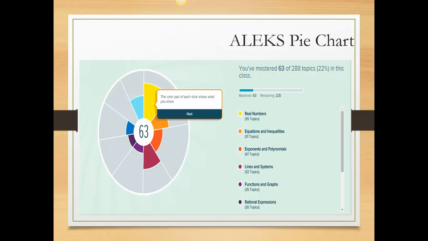The number remaining that you're going to have to complete is going to be the difference there. So you can see the 225 in that little bar is how many topics you have left to complete. And then each of the colors and the dots below that show the different sections and how many topics in each section that you need to complete.